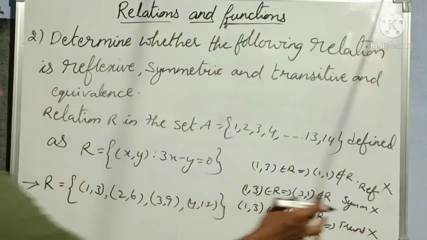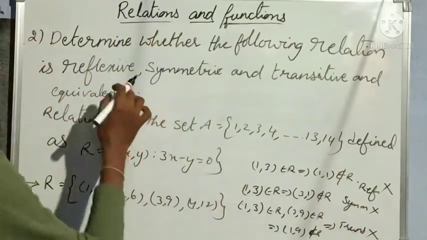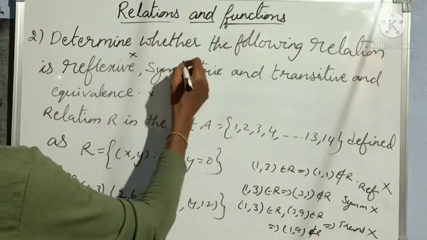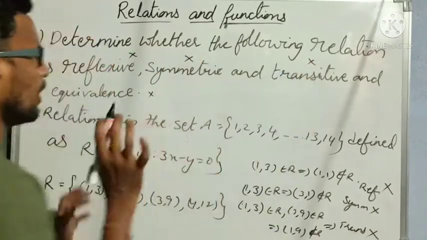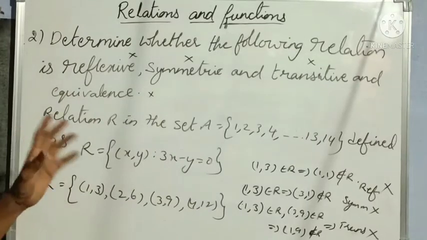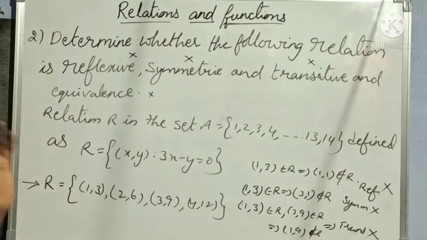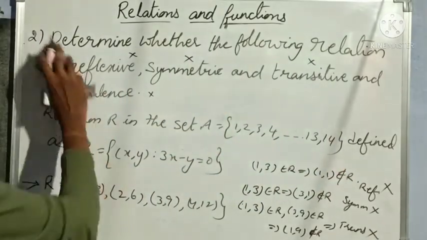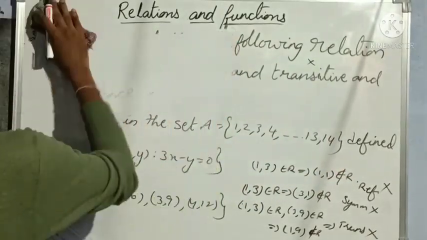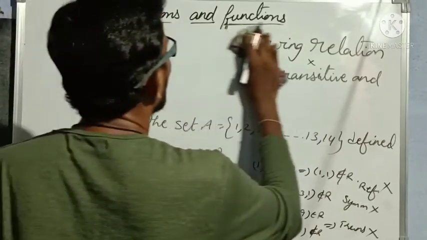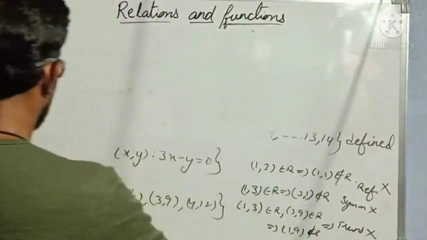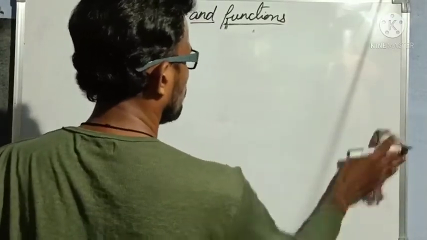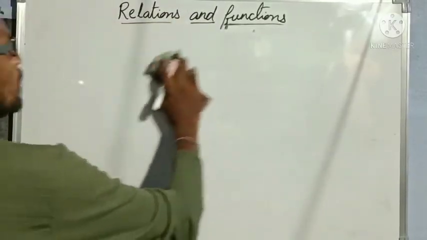So when reflexive, symmetric and transitive are not satisfied, then this relation is not reflexive, not symmetric, not transitive, and nothing at all. Understood? This is how we have to do the second problem. Clear, everybody? Next, let us move to our next problem, the third problem.